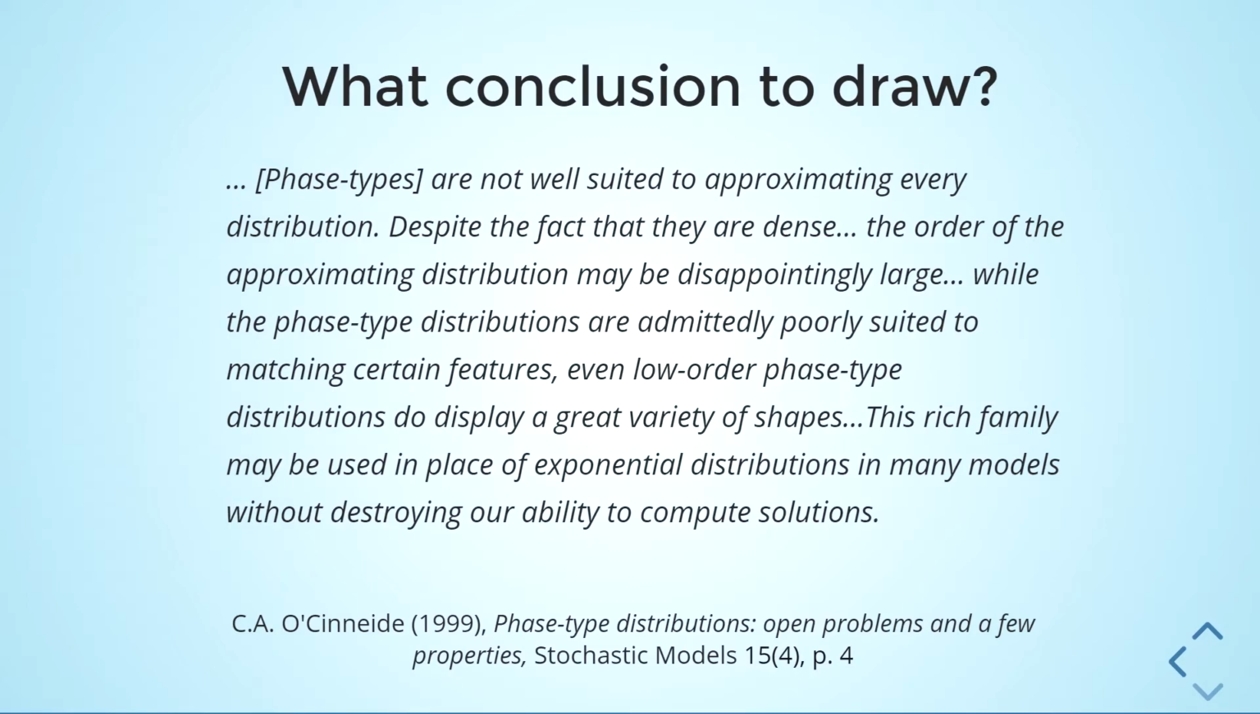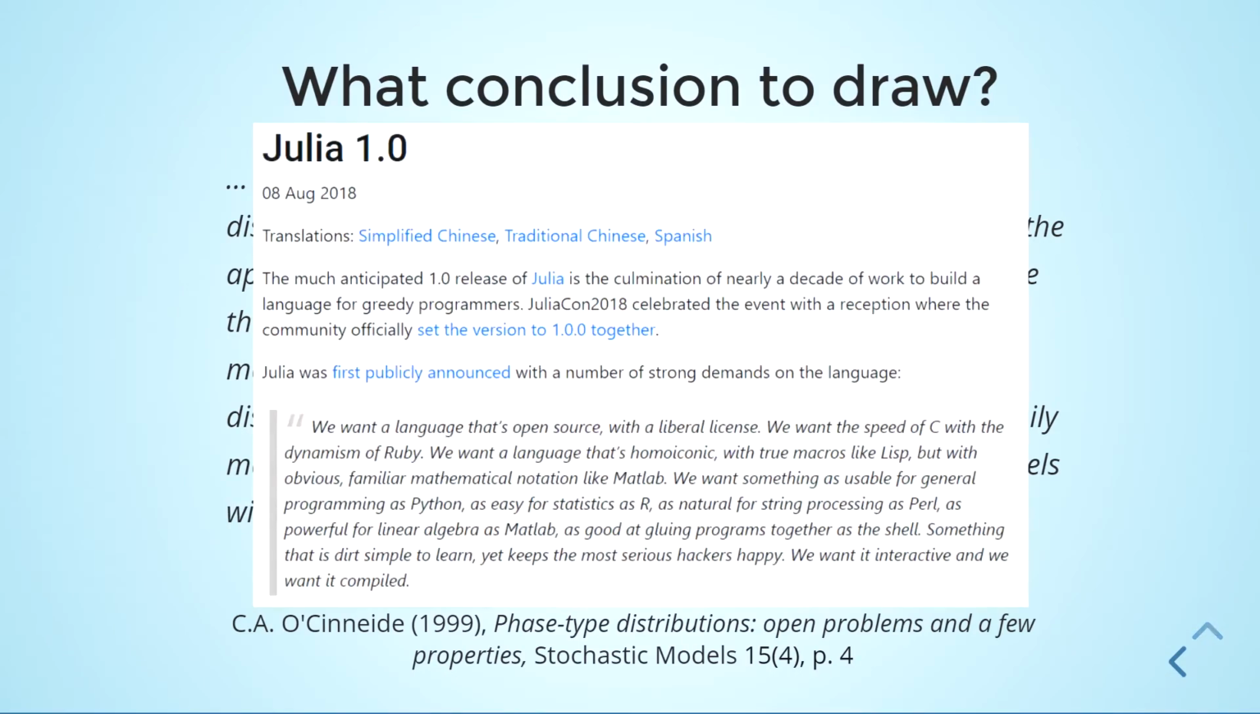And if you wanted a practical thing like I did, just to fit some data, I would just say throw the phase type at it and see if it works or not. If it doesn't work, then move on to something else. But if it does work with a small number of phases, it can solve your problem very quickly.